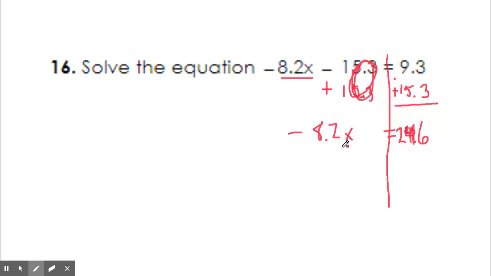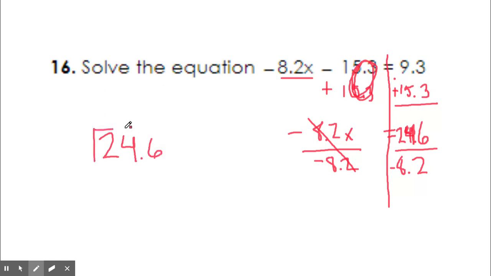Okay. I need to undo any multiplication or division now. Since they're side by side, they're multiplying. I'm going to do the opposite to undo it, so I'm going to divide by negative 8.2. And whatever I do to one side, I'm going to do the other. So that will get rid of that. So I need to do 24.6 divided by negative 8.2.